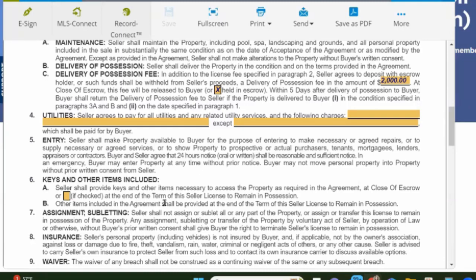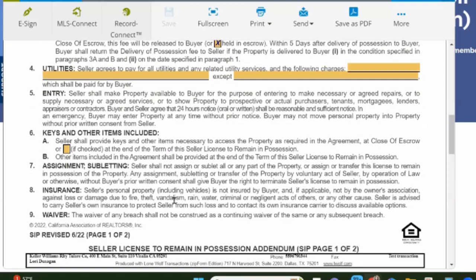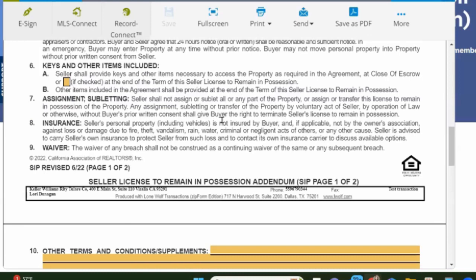This identifies whether we are giving the keys to the new owner when escrow closes, or giving them 2 weeks later when we actually move out. It says we cannot sublet the property. So if I've got permission to stay for two more weeks, I can't then let someone else come in and stay for those 2 weeks instead of me.